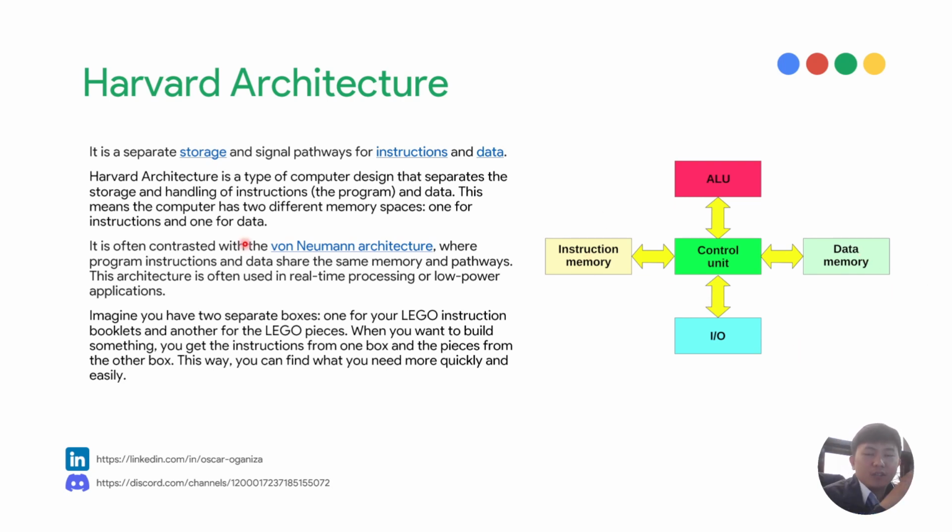So Harvard architecture is a type of computer design that separates the storage and handling of instructions or the program and the data. This means the computer has two different memory spaces, one for instructions, one for data. It is often contrasted with the von Neumann architecture, where program instructions and data share the same memory pathways. This architecture is often used in real-time processing or low-power applications.